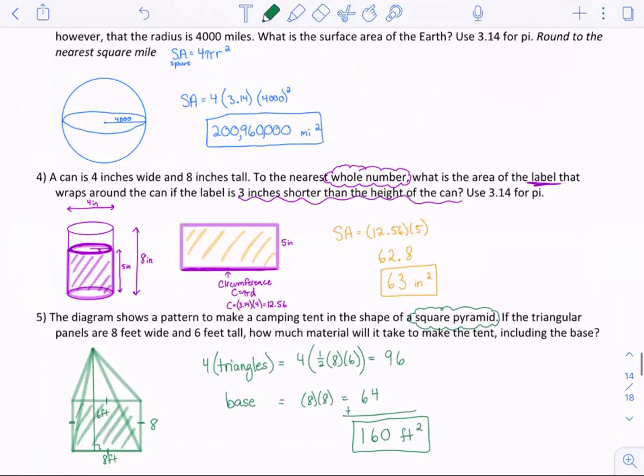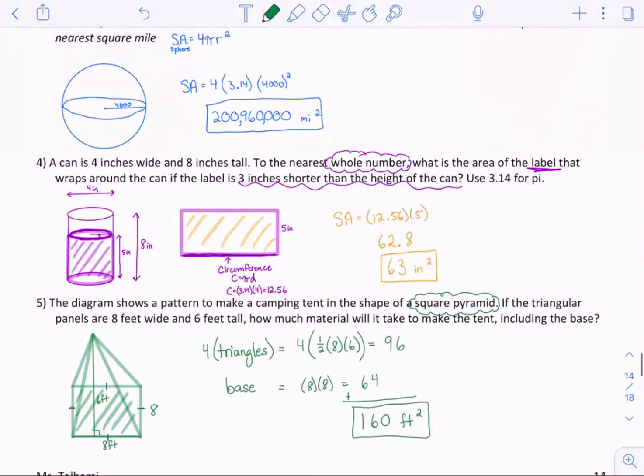So surface area is not that simple. It's really hard because you have to visualize now not only the 3-dimensional piece, but now taking it apart and flattening it and figuring out what shapes it consists of. I'm not speaking English today, Miss Murphy.